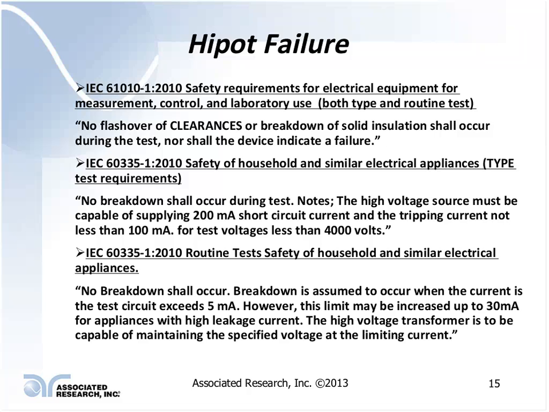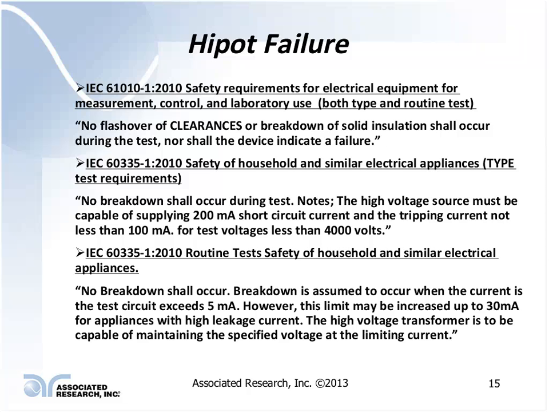As a routine production line test, though, things are a lot more stringent from the standpoint that the trip levels normally are down to about a 5 to a 30 milliamp level, depending upon the product itself. No breakdown shall occur. It's assumed that when the current exceeds 5 milliamps, that is considered to be a breakdown. However, this level can be increased up to 30 milliamps for appliances that have higher leakage currents.